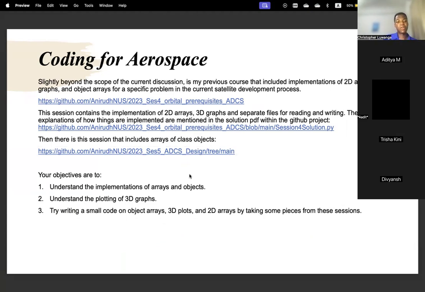So for coding, we'd like you to understand the implementation of arrays and objects, and to understand the plotting of 3D graphs. And 3D graphs means, for example, we have the Earth, the 3D shape of the Earth, and the satellite around it, right? Those kinds of graphs. For Python, most things that you will be doing, especially when you're starting out, would already have been done by somebody else.